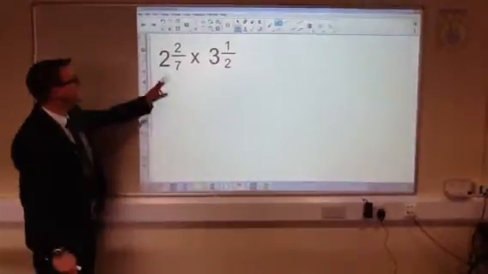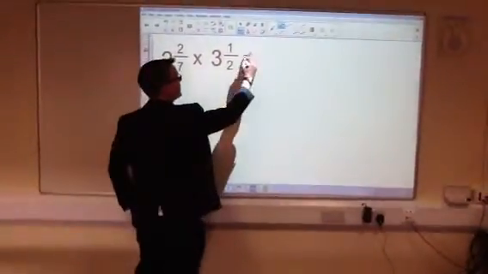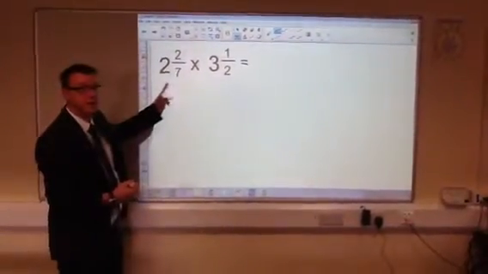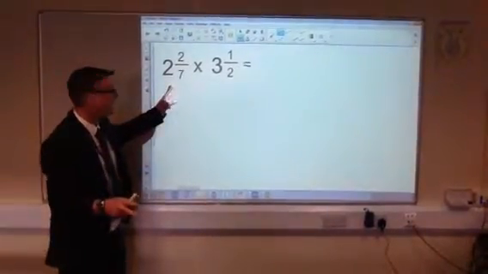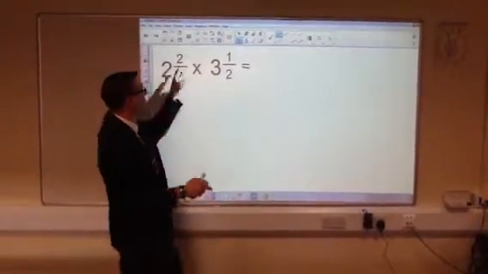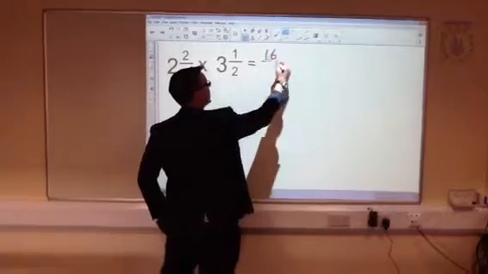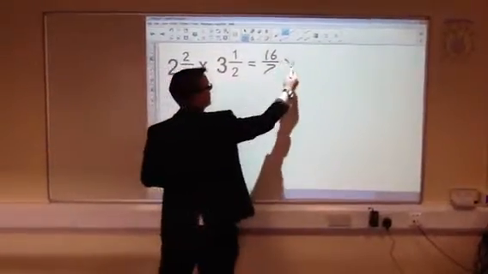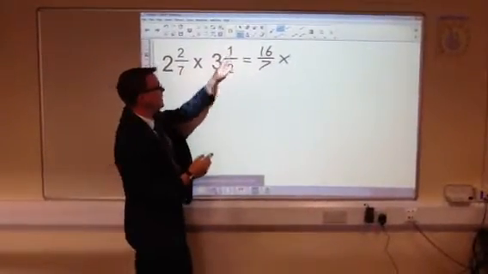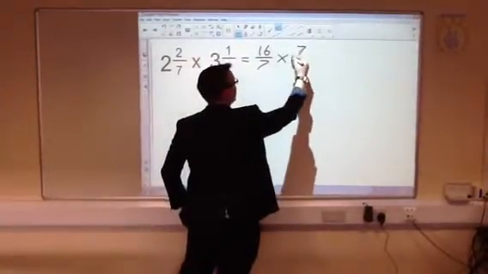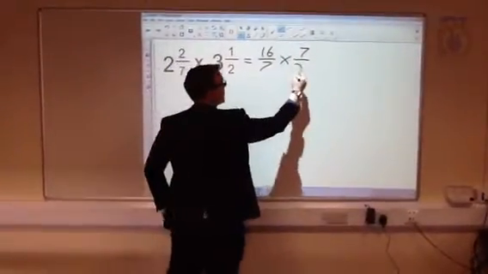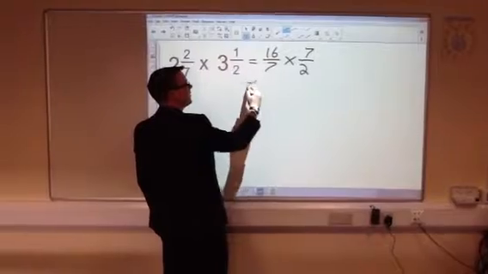The only problem comes when we've got a mixed number. Now the first thing we need to do on a mixed number is of course turn it into an improper fraction. We've done that, and that's a couple of videos ago. 2 times 7 is 14, plus 2 is 16. So I get 16 over 7. Put in the times sign. 3 times 2 is 6, plus 1 is also 7. Okay, over 2.